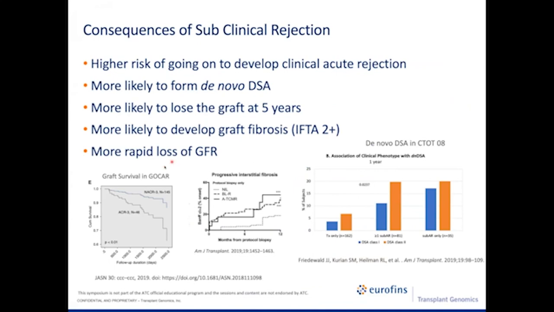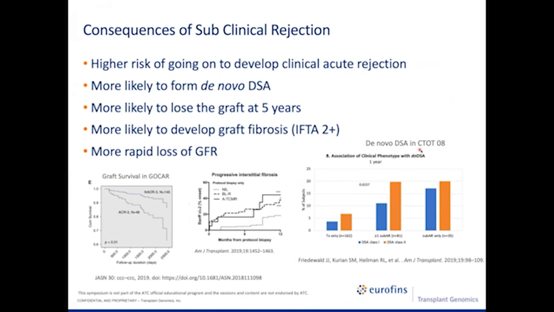And these are just some of the figures from the studies. This is the GOCAR study showing that those that had subclinical rejection at 3 months versus those that didn't had a lower graft survival out to 5 years, statistically significant. This is data from the Australia group showing progressive interstitial fibrosis in those that had subclinical rejection versus those that didn't. These same findings were found, by the way, in the GOCAR study and the CTOD-8 study. I'm just showing individual representative samples here.